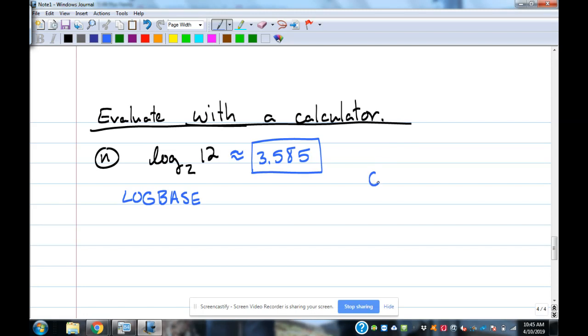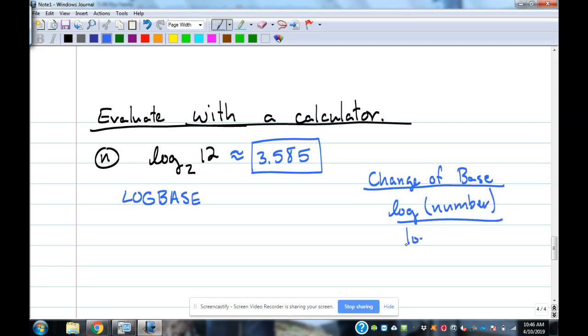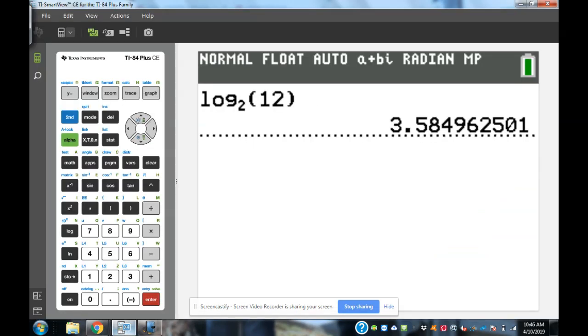Another method is called the change of base formula. Change of base uses your common logs. The log of the number, log base 10 of the number, divided by the log base 10 of the base. So with that, I don't have to go through the menu system to get it to do it. I can use the button that's already here. Most scientific calculators have a log base 10 button on them, like these little guys have that on there. They don't have the log base function.